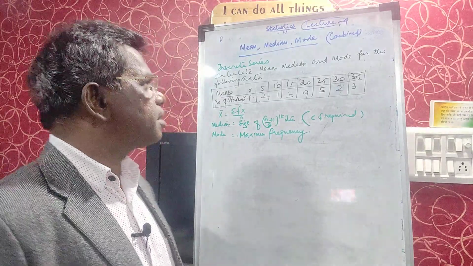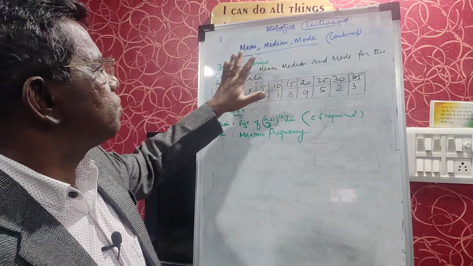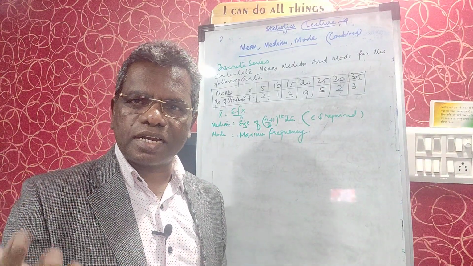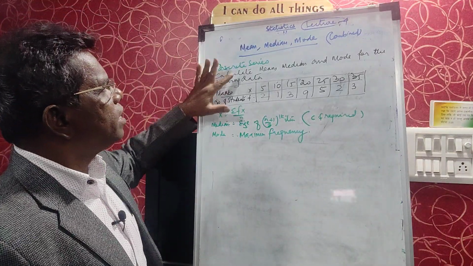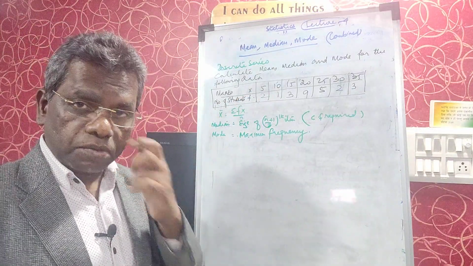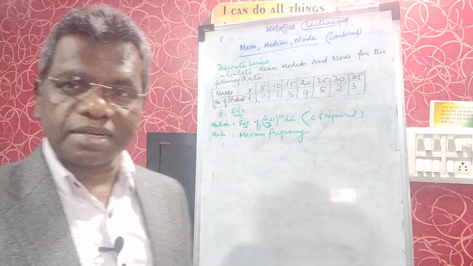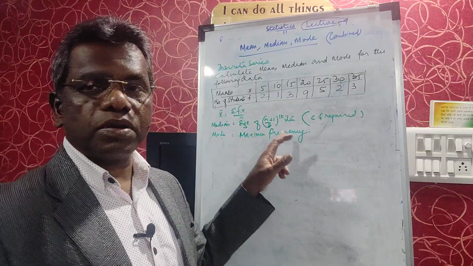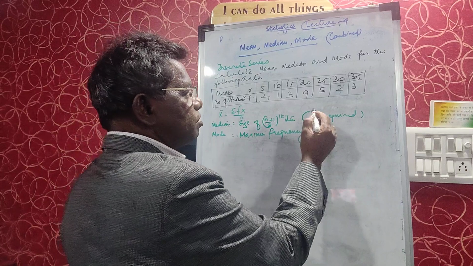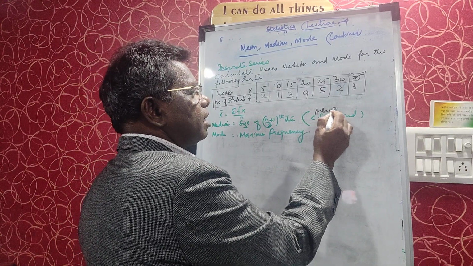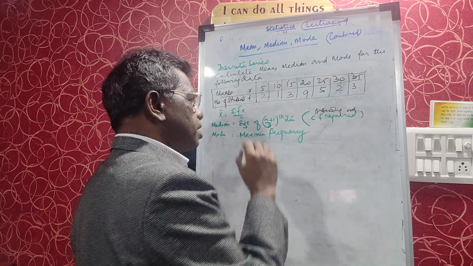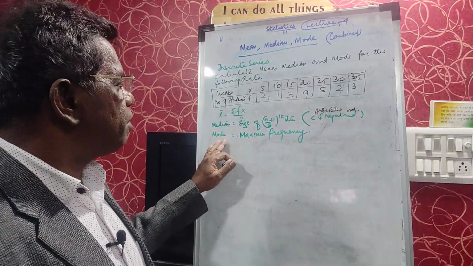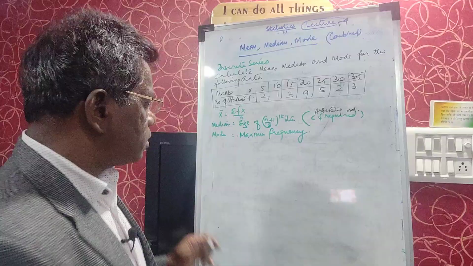Discrete series: calculate the mean, median, mode for the following data. Again, you cannot expect this question, but for understanding we are doing this. Let's do mean, median and mode. X bar, you know the formula, sigma fx upon n. Median, you have to arrange the data into ascending order, then find the cumulative frequency, then find the (n plus 1) upon 2th item. Third one is mode, the maximum frequency. So let's do one by one.